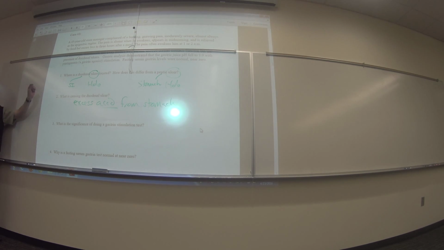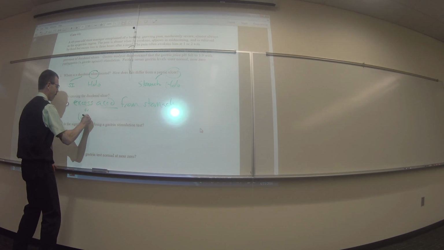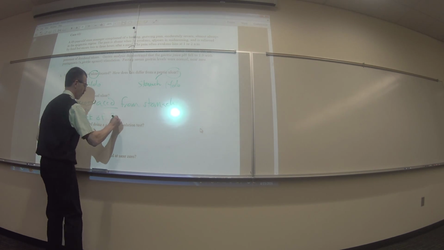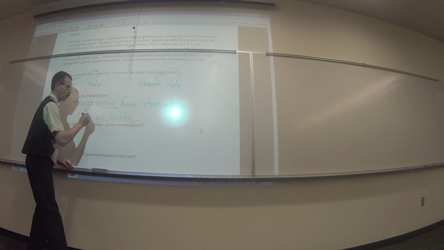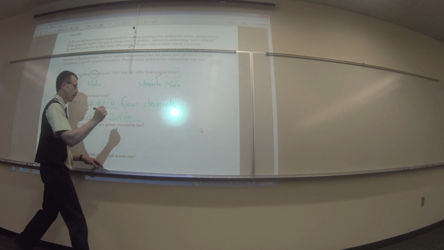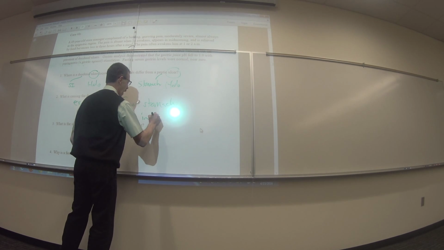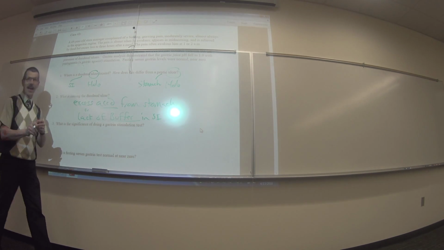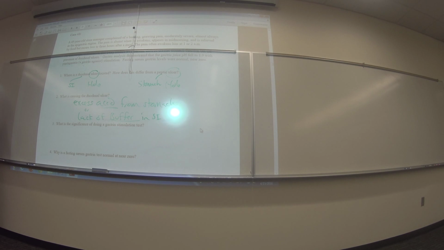What might be another reason besides excess acid? There's another possible reason: no buffer. Remind me from your chart what the buffer was for. To control the pH. So I could have too much acid or not enough buffer, right? Either of those would cause me to get too much acid in my stomach and burn a hole.